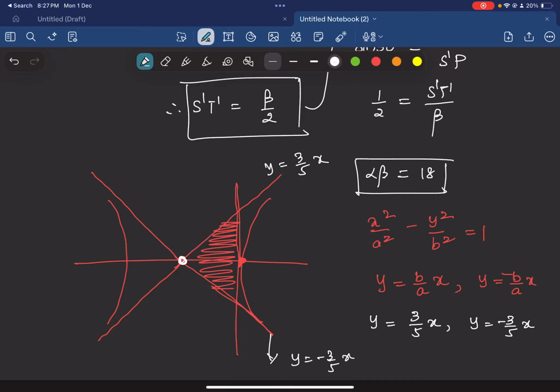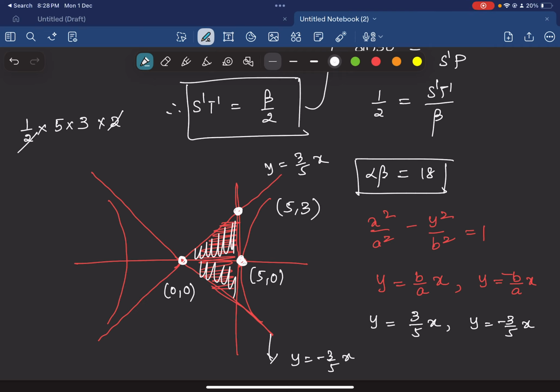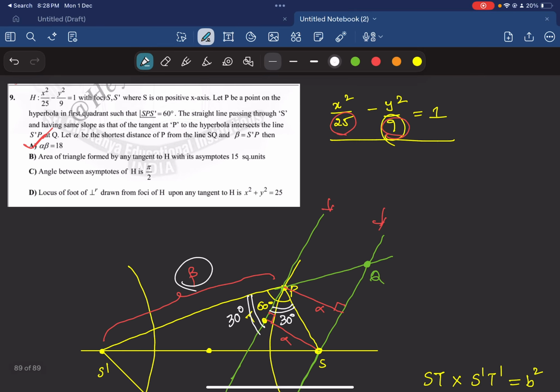Now this is origin 0 comma 0, and this point is a comma 0, which is 5 comma 0. Now what will be this point? This point will be 5 comma 3. So therefore we can find the area of this triangle. That will be half into base, base is 5 and height is 3. Since we have two triangles like that, this will be multiplied by 2. Therefore the area of that triangle is 15. So the second option is also correct.